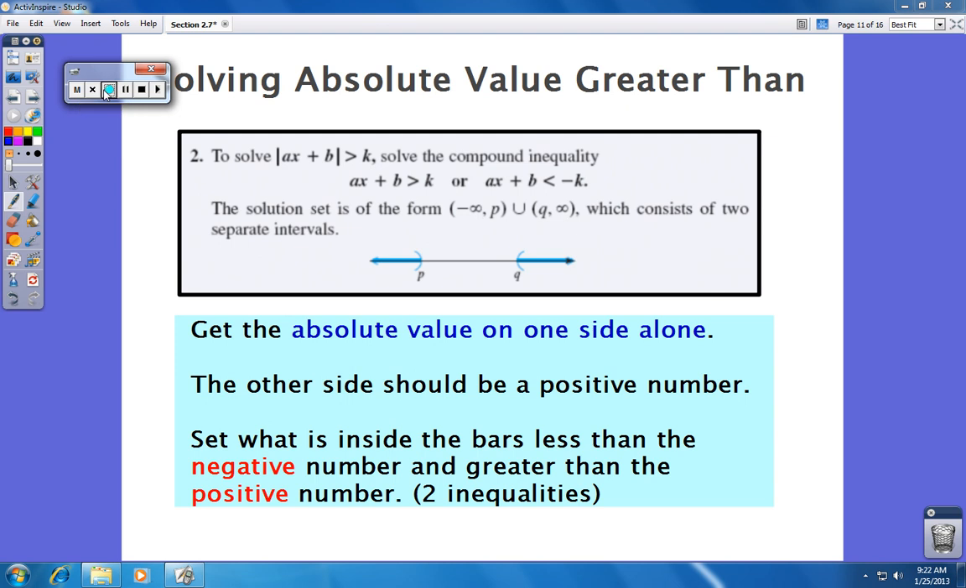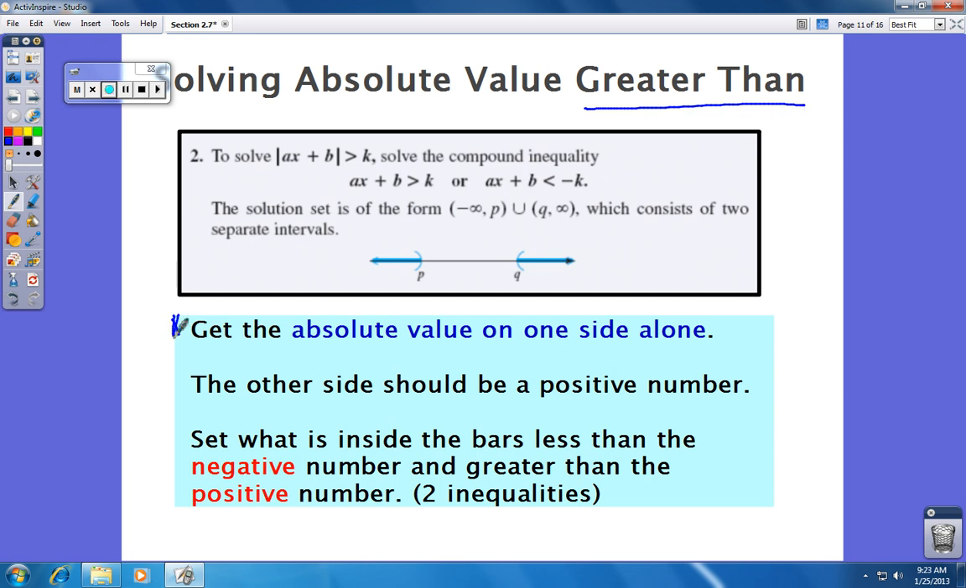2.7 also contains solving absolute value inequalities. We've got two different scenarios here of solving absolute value inequalities. We have solving absolute value inequalities that are greater than. The steps to solve an absolute value inequality are the same steps.